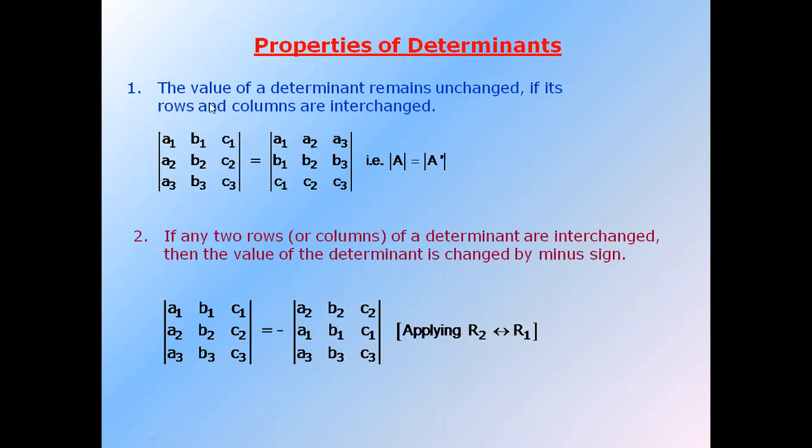Okay, the first property is the value of a determinant remains unchanged if its rows and columns are interchanged. Means transpose. What is the transpose of a matrix? If we interchange rows with columns, then we get the transpose of the matrix. Same here. If we interchange rows with columns, means A1, B1, C1, the first row becomes the first column, second row becomes the second column, third row becomes the third column. If you take the determinant, then we get the same value, means determinant of A is equal to determinant of A transpose.